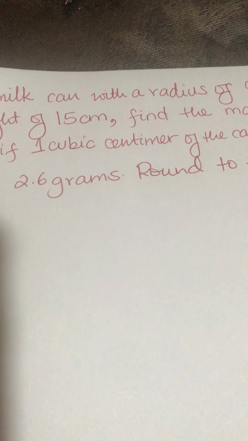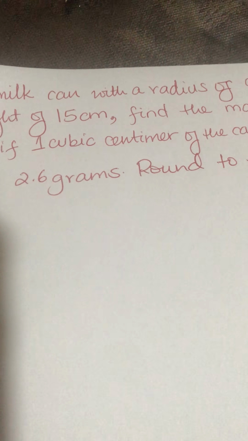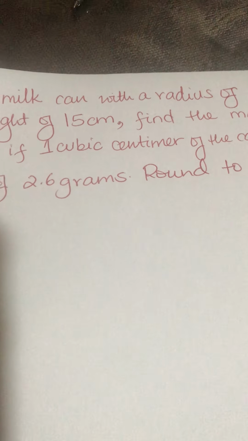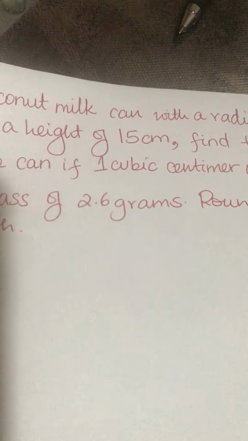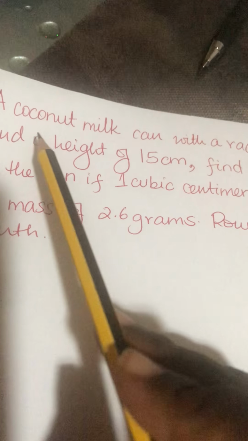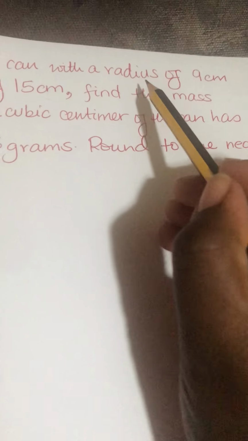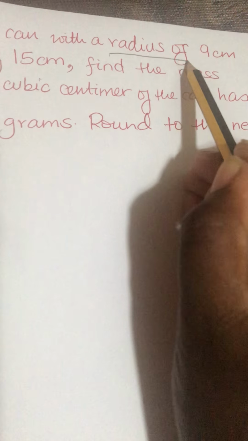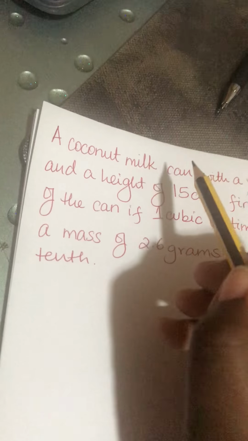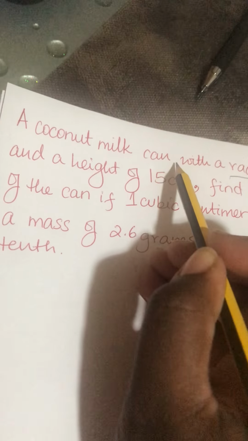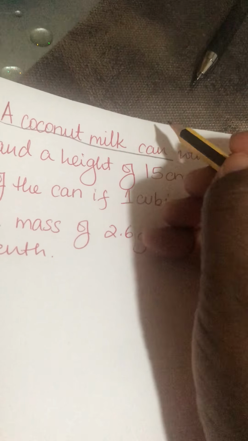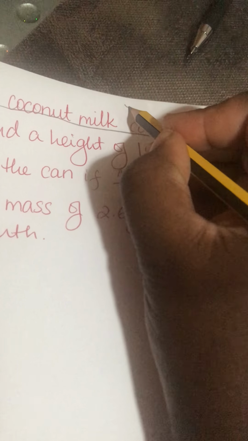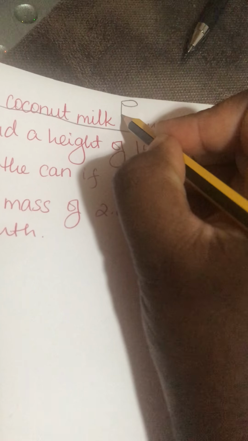After you know how to read, you have to make sure you've answered each and every part of the question. So let us do this question now. It says here, you have a coconut milk can with a radius of 9 centimeters. So therefore, very important, radius. Coconut milk can is very important because cans come in cylinder. So I know this is a cylinder.